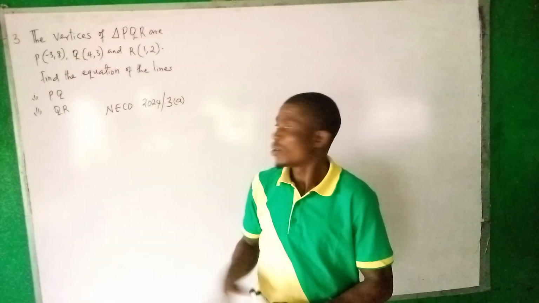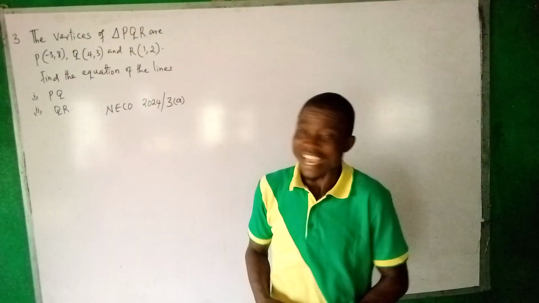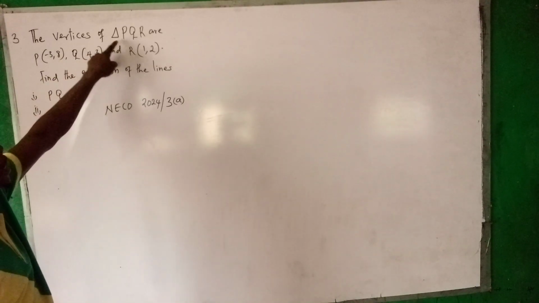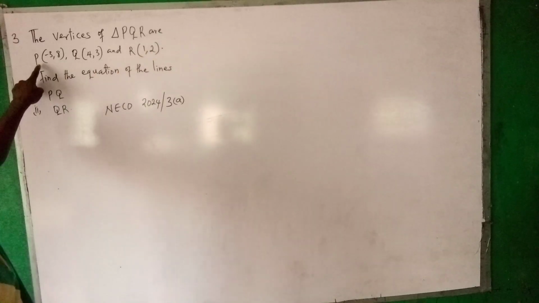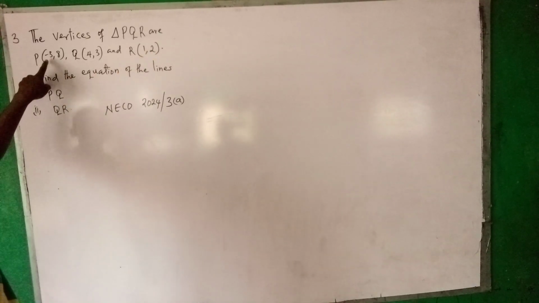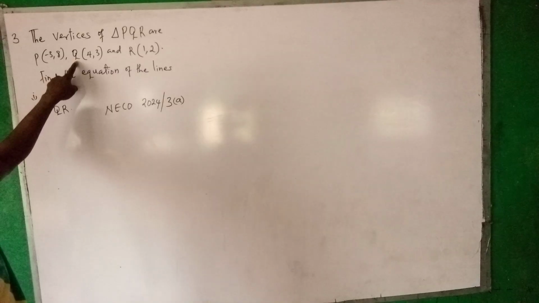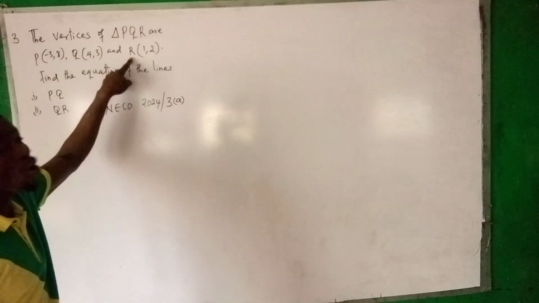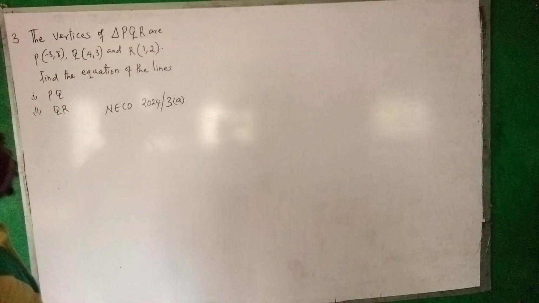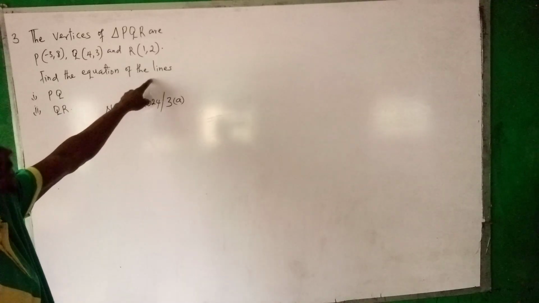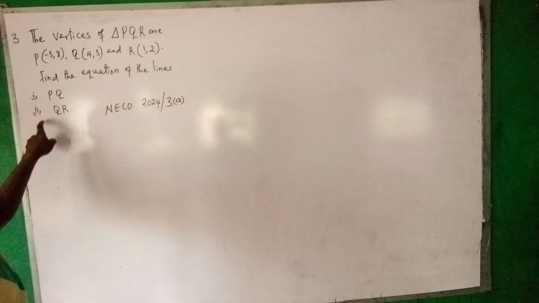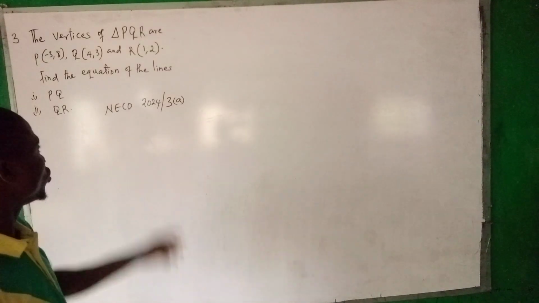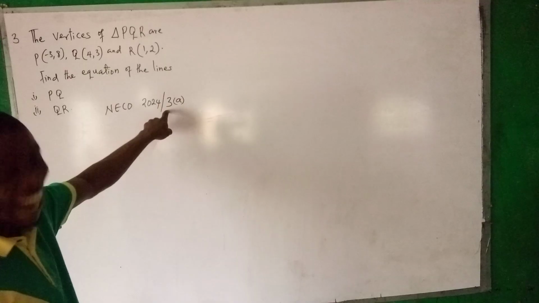Let's solve this NECO past question. The question says, the vertices of a triangle PQR are: P has the coordinate (-3, 8), Q has the coordinate (4, 3), and R has the coordinate (1, 2). Now we have to find the equation of the lines PQ and QR. So this is a NECO past question 2024, number 3A.